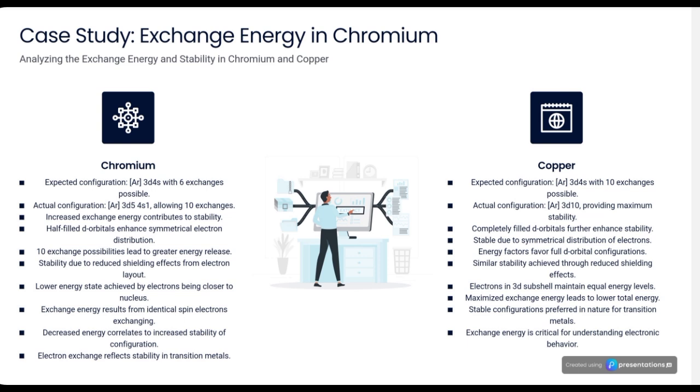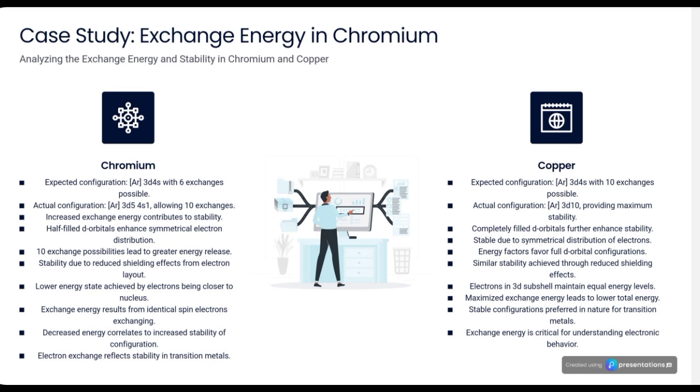Likewise, in chromium there are 10 exchanges possible that lead to greater energy release. As there are 10 possibilities for energy exchange, they would be sharing energy across those 10 possibilities, which enhances the stability. Why? Because this is a process where excitation is shifted equally to all the singly available electrons. Likewise, copper is already stable because it contains 5 pairs of stable electrons. Now they are stable, as is chromium.